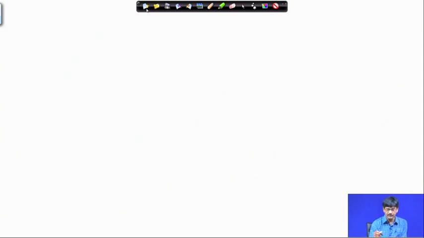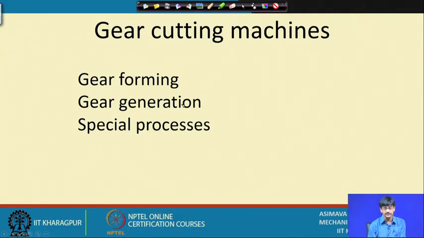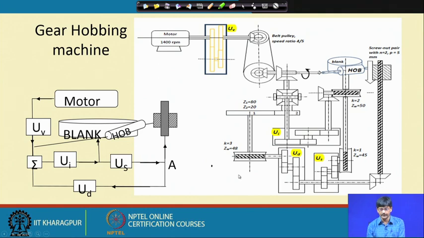So, with this we come to the next part of our discussion, gear generation. Gear generation is much more sophisticated than gear milling. We have already discussed it while discussing gear milling. So, we will now directly go on to some methods of gear generation. Gear hobbing. Okay. What is gear hobbing?